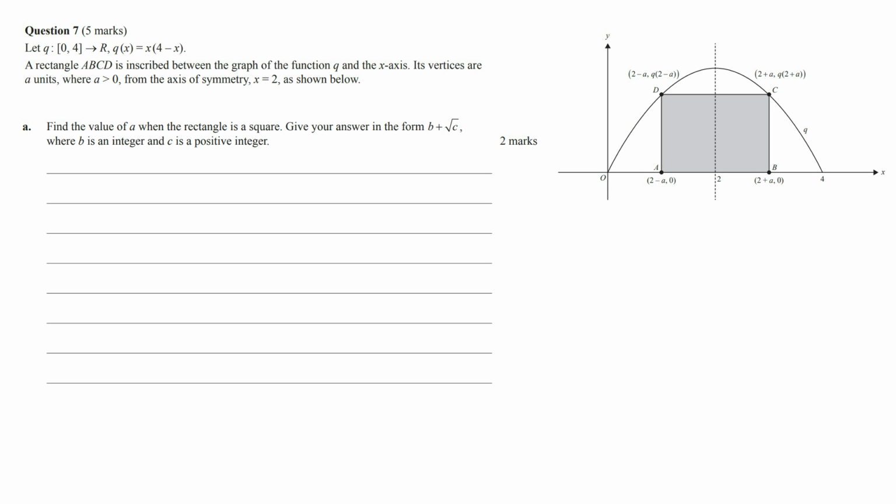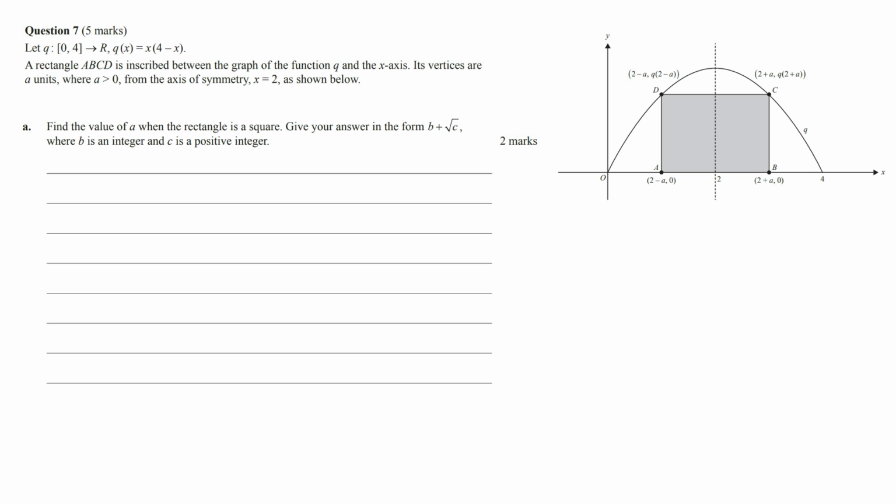Let the function q, where q of x equals x times 4 minus x. A rectangle ABCD is inscribed between the graph of the function q and the x-axis. Its vertices are a units, where a is larger than 0, from the axis of symmetry, x is equal to 2, as shown below. Find the value of a when the rectangle is a square.